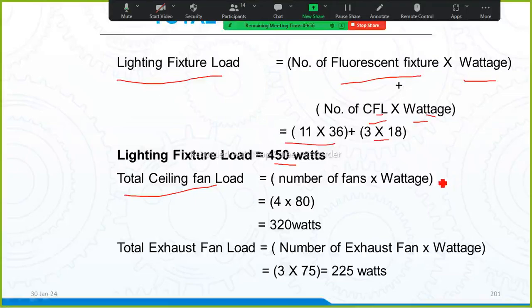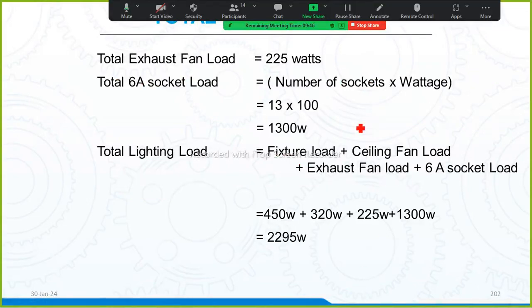Then ceiling fans: number of fans into fan wattage, 4 into 80, 320. Number of exhaust fans into exhaust fan wattage, I have taken 75 watts, so 225 watts. Now coming to the next one, sockets. Lighting load means the loads which are less than 100 watts. What are they, guys? Fans, FLs, lights, exhaust fans, as well as sockets.